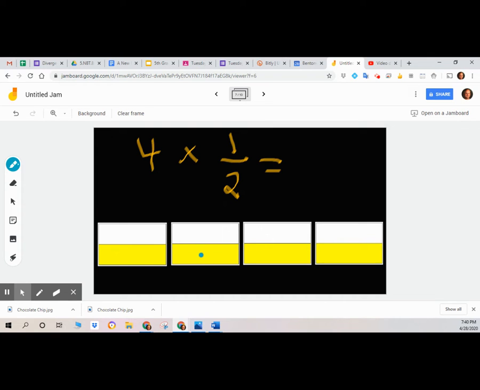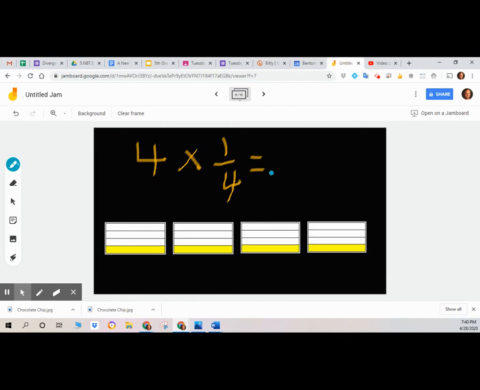So 1/2 plus 1/2, that would be 1 whole. And then that half plus that half is going to be a whole. So you would end up with 2 wholes. So 4 groups of a half is 2 wholes. Or you could flip it around and say 1/2 of 4 is 2.